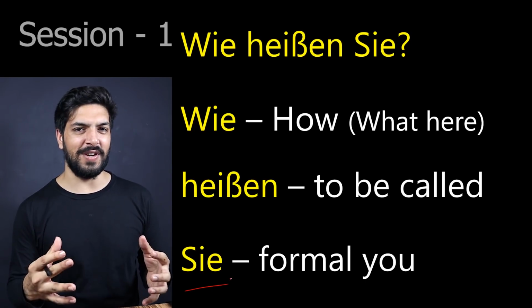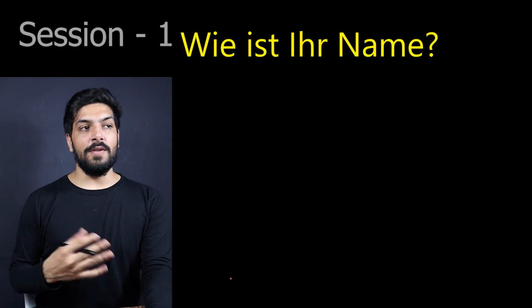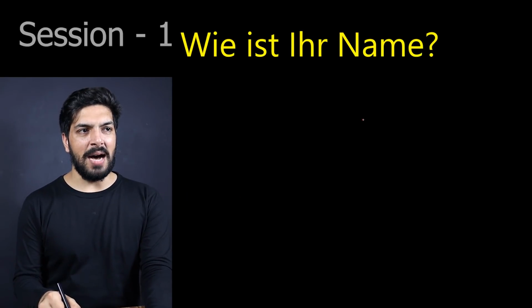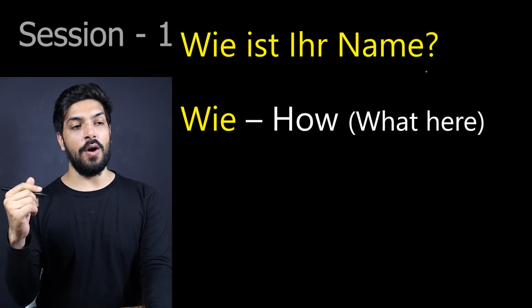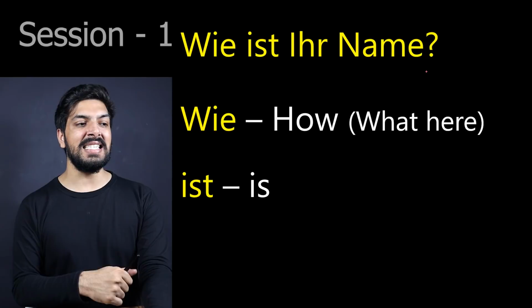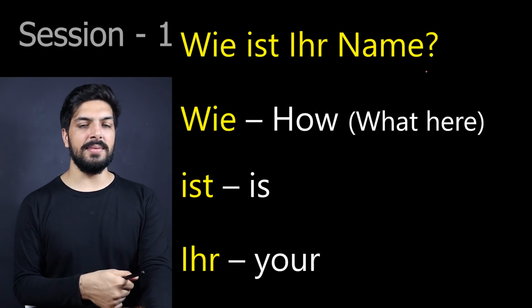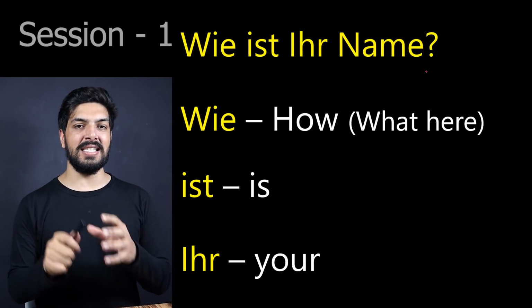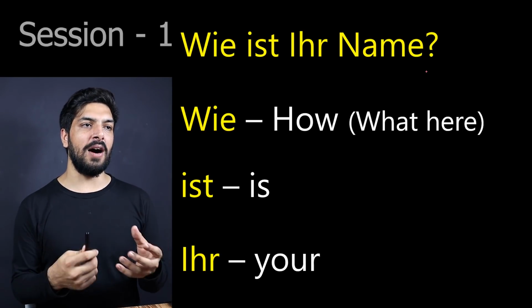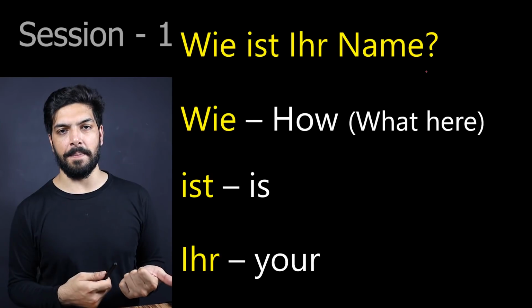You're learning how to ask for a name already. Good. Another one is simpler. You can say the word Name here. It's apparent, Name means name. Wie, again, how, and in this case, what. Ist is. Ihr is your, not you, your. So Wie ist Ihr Name means how is your name, or what is your name.